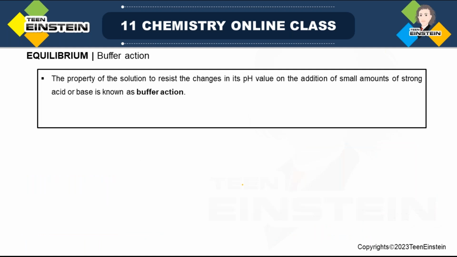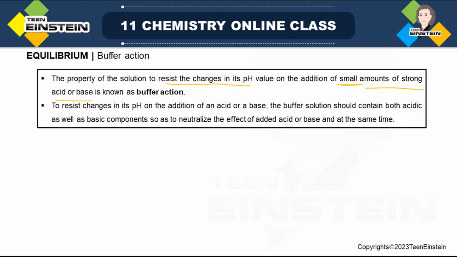Buffer action. So this particular property of the solution, which property is it? It is the ability to resist the change in its pH value even on addition of a small amount of strong acid or strong base. Remember, it should be small. If you are adding a very large amount, obviously it will not be able to maintain the pH, but if it is a small amount, then it can resist the change in pH, and this resistance power is known as buffer action.